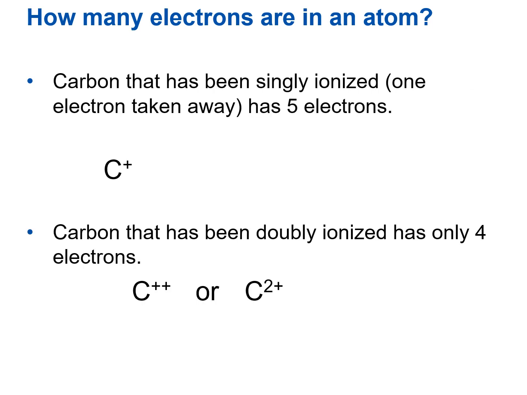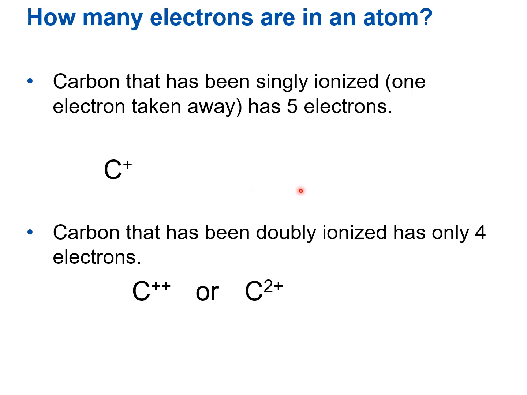So carbon that has been singly ionized, that means one ionization has taken place, one electron's been taken away. It now has 5 electrons, and it has a charge of +1 because the 6 pluses of the protons and the 5 negatives of the electrons add up to +1. So this is what the upper right hand of the chemical symbol is used for. Sometimes it'll be written as a plus sign. Sometimes it'll be written as a +1 or 1 plus. But that means it's been singly ionized. It has a charge of +1.